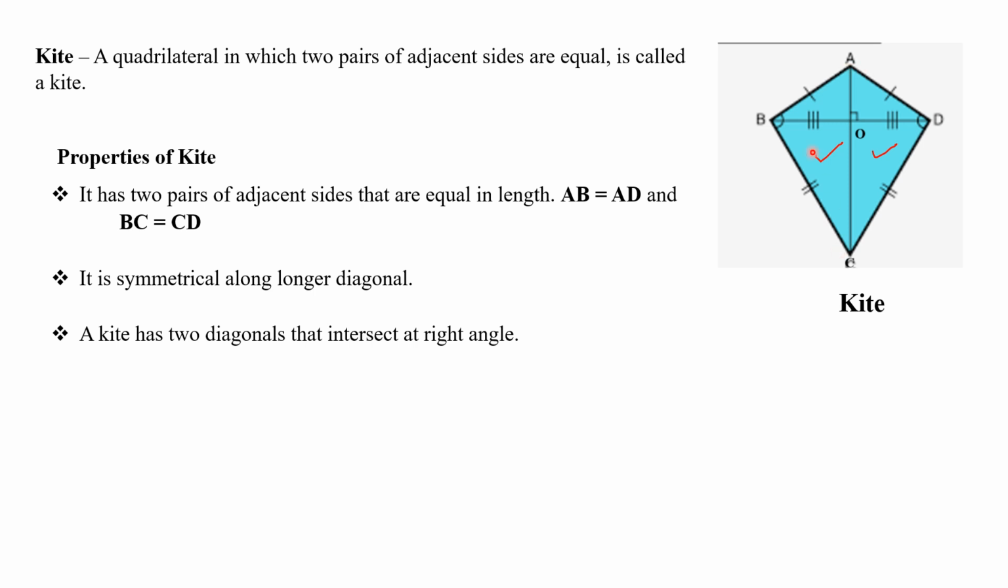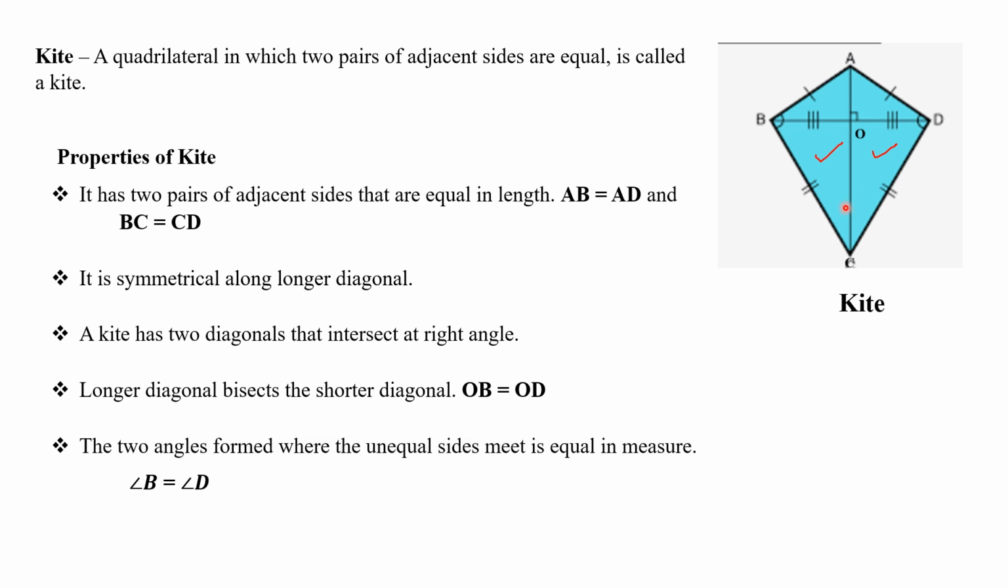Now, the diagonals of the kite will intersect at right angle. Right angle means at the intersection point they form a 90-degree angle. If you see here, AC and BD are intersecting at point O, and you can see the angle formed here is 90 degrees. Moreover, the longer diagonal, which is AC, will bisect the smaller diagonal BD into two equal parts. Bisect means it will get divided into two equal parts. So OB will be equal to OD.